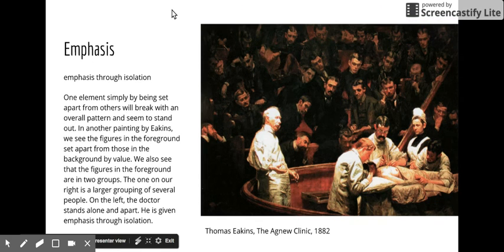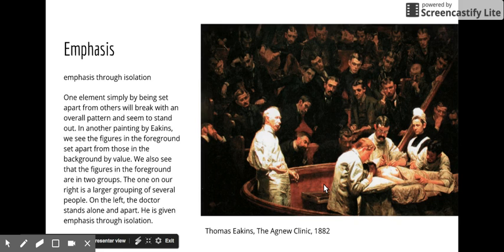There's also emphasis through isolation. Here's another painting by Thomas Eakins. One element simply being set apart from the others will break an overall pattern and seem to stand out. So we see the figures in the foreground set apart from those in the background by value. These figures are darker. The light values are darker than the light values here, and they're in shadow. The bright light shines on these figures, so they stand out.